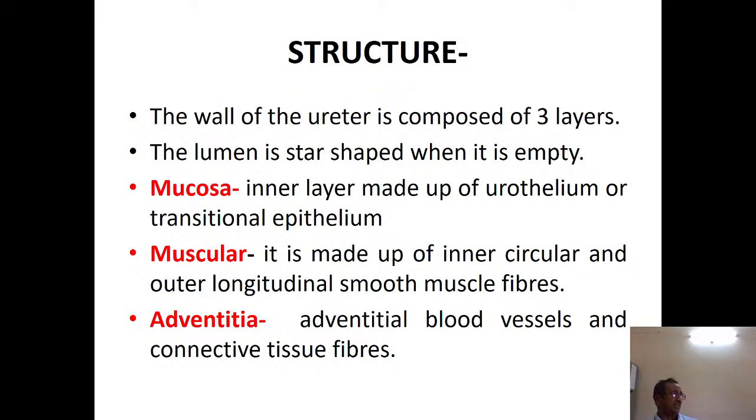Mucosa, very special, that is covered by transitional epithelium with umbrella shaped cells, the innermost cells. Then the muscular layer, which is having inner circular and outer longitudinal layers. Then the adventitia, that is the serous layer with connective tissue and blood vessels.